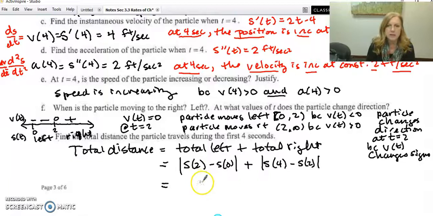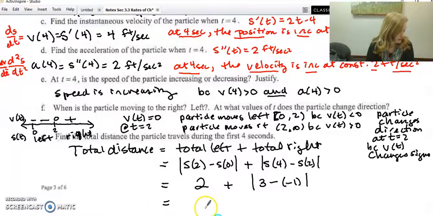And so this, since we already calculated to be 2, and it was a positive number, and then here, the position at 4 was 3, the position at 2 ends up being -1. I will let you plug and chug for those. And so we end up with a final answer of 6 feet. So it went left 2 feet, went right 4 feet for a total of 6 feet.